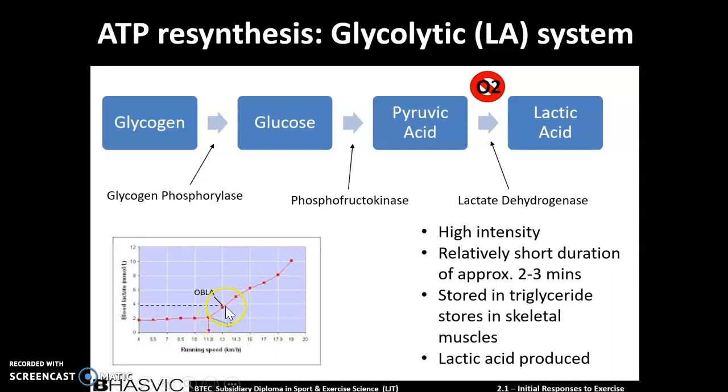And then soon after you have OBLA, so that's the onset of blood lactate accumulation, and that is at 4 millimoles per litre. And once it reaches that is when it's known as shifting from being aerobic exercise to anaerobic exercise, as there's suddenly a steep increase in blood lactate accumulation in the muscles.